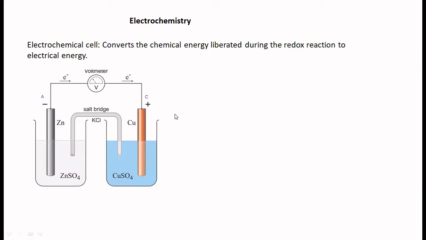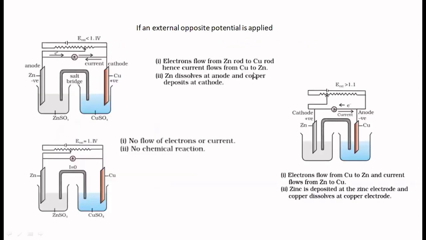So this is an electrochemical cell in which the energy released during the redox reaction is converted to electrical energy. I can't write any equations here, so that is the biggest problem now. Anyway, this is important for the competitive examination.